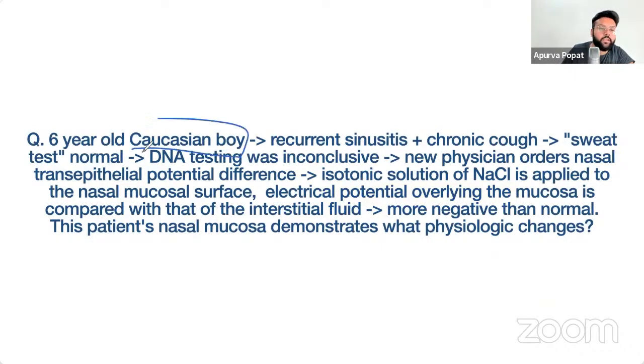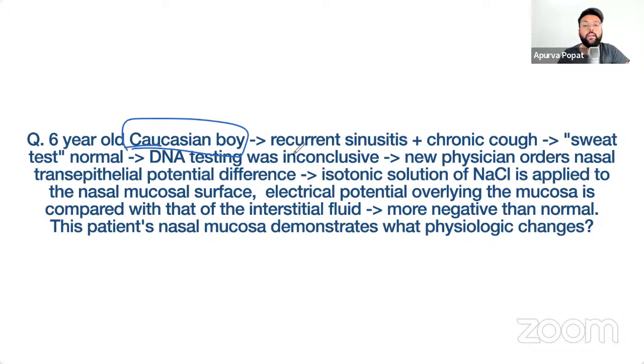Usually they are whites. Okay, Caucasians, whites, I mean. Sorry. So whenever they write Caucasians, it's whites. Whenever they write African American, it's blacks. Whenever they write Asians, you know that. So, a 6-year-old Caucasian boy.